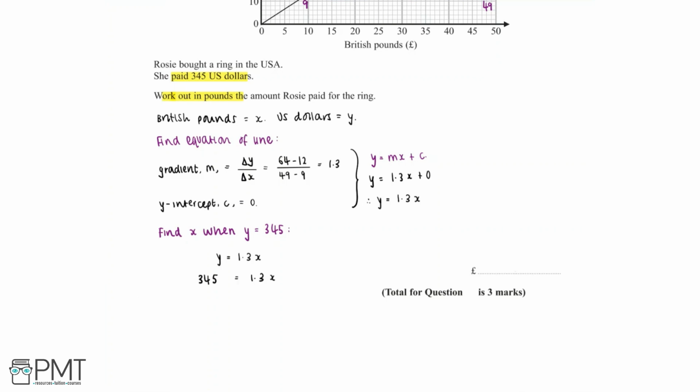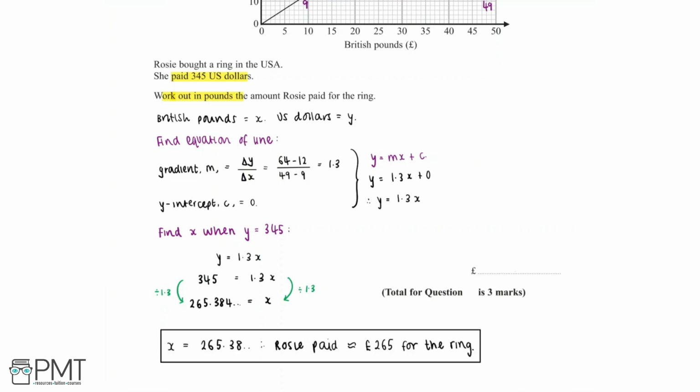To find x, we can divide both sides by 1.3. Dividing the right-hand side by 1.3 will leave us with x, and dividing 345 by 1.3 will leave us with 265.384... And so we found that when y is equal to 345, x is equal to 265.384. We know that x is equal to the amount of money in British pounds, and so rounding our answer of x to the nearest pound, we can say that Rosie paid approximately £265 for the ring.